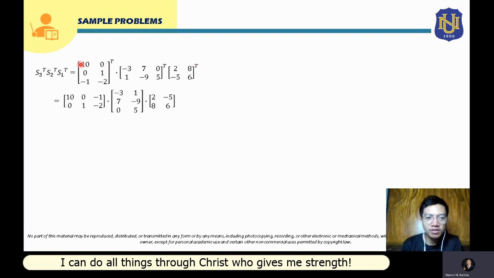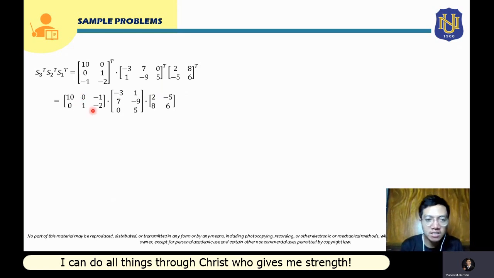Solving first for their transposes, we interchange rows and columns. So this row will be a column here, this row will be a column here, and this row will be a column here. So this will be the transpose of S3. Now for S2, this row will be a column here, and this row will become a column here. So this will be the transpose of S2. And for S1, its transpose, this row will be a column here, and this row will be a column here. So this will be the transpose of submatrix 1.